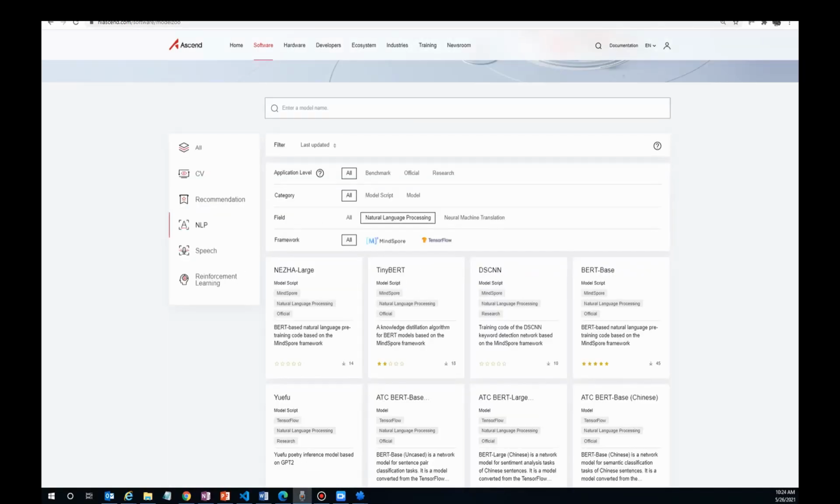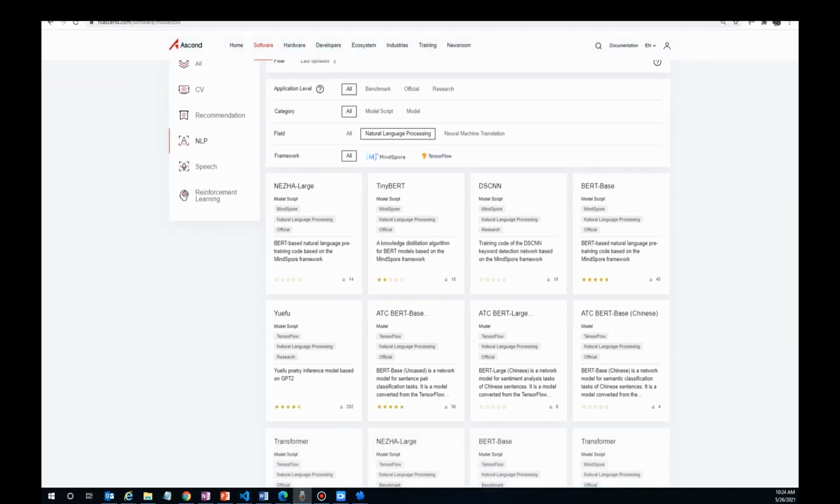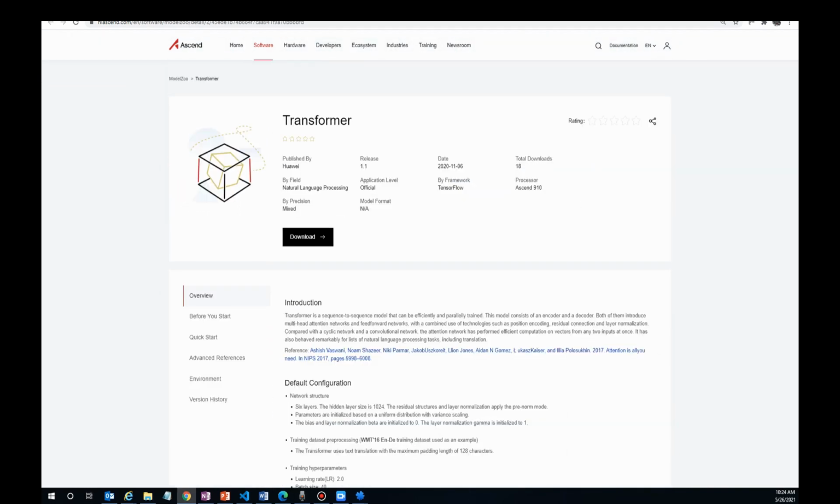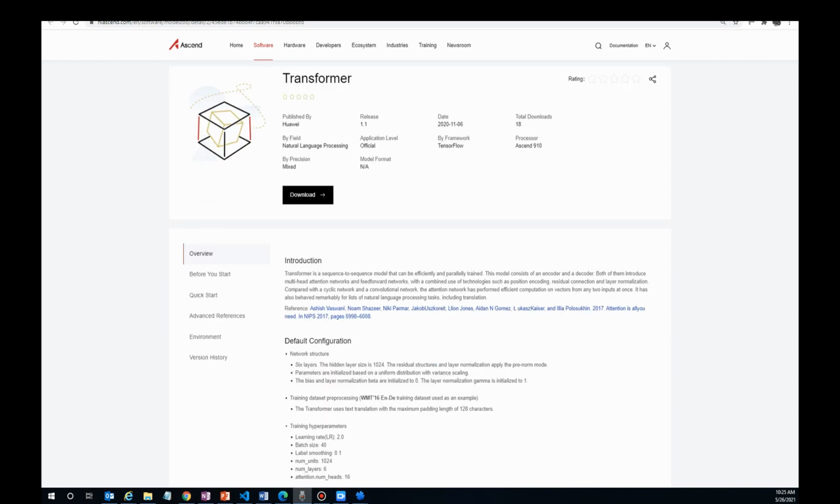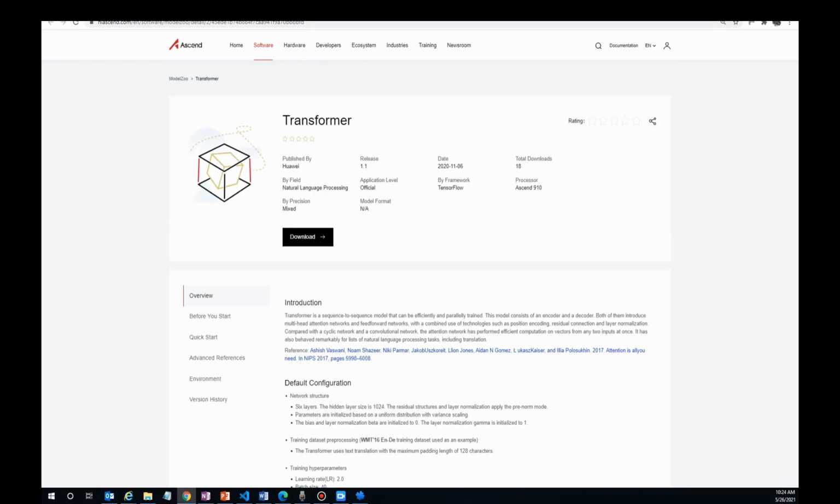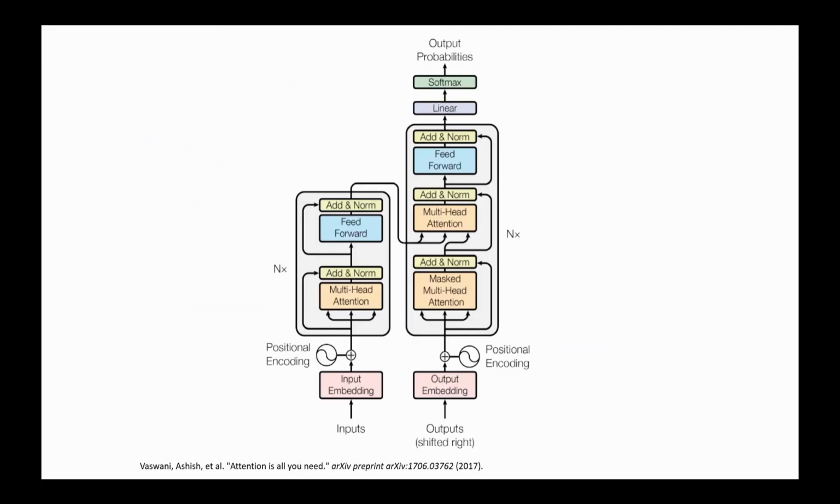In the natural language processing domain, we have some of the most popular models available to train as well. The transformer is a sequence-to-sequence model that can be efficiently and parallelly trained. It has done remarkably well for a variety of natural language processing tasks, including translation. This model consists of an encoder and a decoder, both of which use attention mechanism, which learns the importance of each part of the sentence in relation to a word.